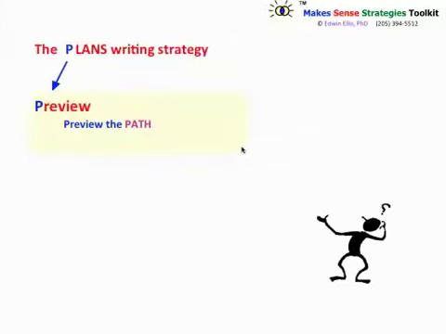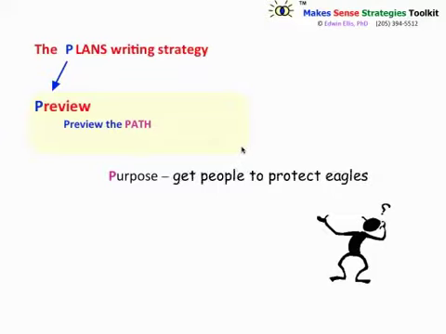For an example, the P step in PLANS, preview the path. Path stands for purpose. What's the purpose of the writing? And this example is like to get people to protect eagles. And then the A is the audience. Think about who you want to read this, who's your audience, and keep that audience in mind as you're composing it. So in this case, the audience are going to be kids my age.